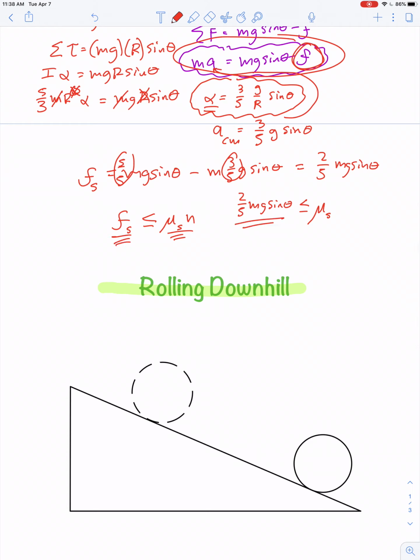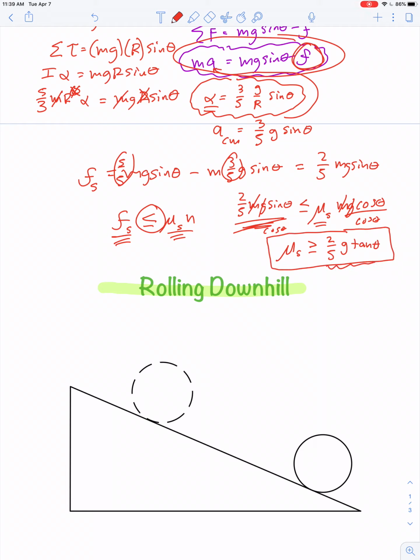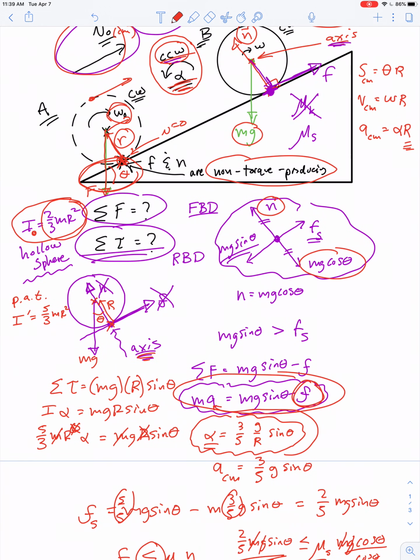So the force of static friction is less than or equal to mu times mg cosine theta. Now I get to cancel out the m and the g, and I can divide both sides of the equation by cosine theta. And what we find is the coefficient of static friction has to be greater than or equal to 2/5 g tangent theta. Any less than that, and the object will not have enough friction to grip the incline, and instead of undergoing pure rolling motion, there'll be some slippage, there'll be some spinning in place, and the contact point will have relative velocity relative to the ramp that it's on.